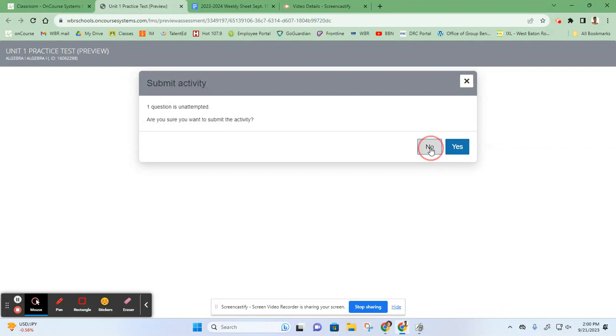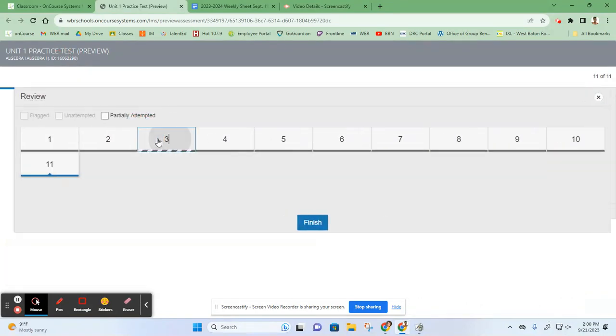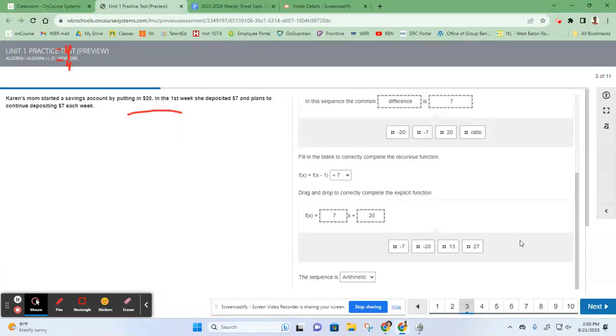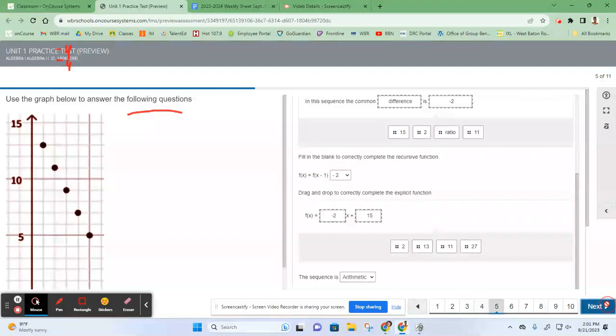Oh, wait, I didn't answer one of the questions. Which question did I not answer? Oh, number 3. Oh, I didn't put these values in here. All right, so 0 was 20. She added 7 each time, so 27, 34, and then plus 7 is 41. There we go. Next.